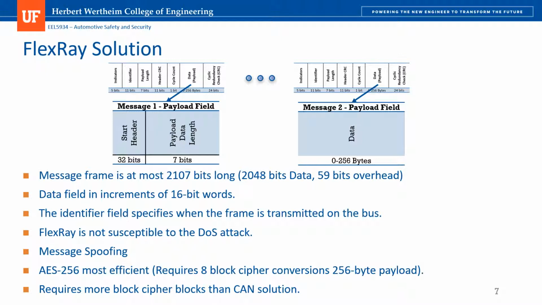Since we have a much larger data field here, I had to look into AES-256, which creates a 256-bit ciphertext. So in the scenario of the largest FlexRay message of 256 bytes, you would need 8 block cipher conversions to transmit all the data. So this is going to definitely impact the performance.